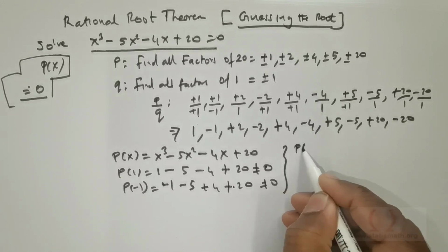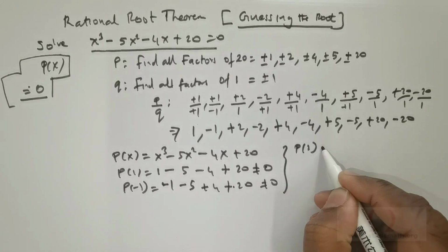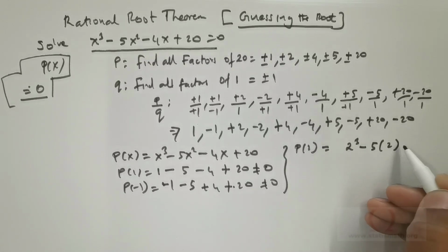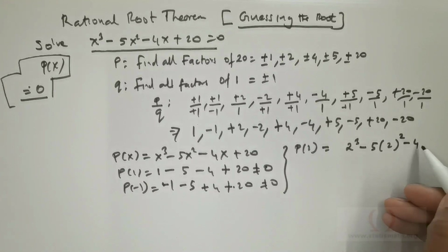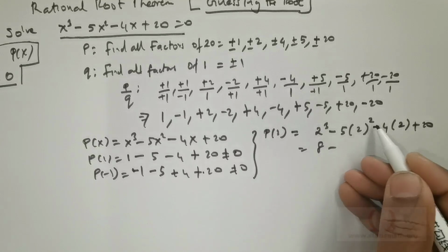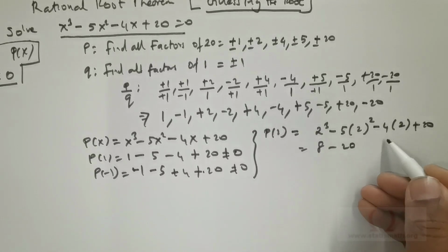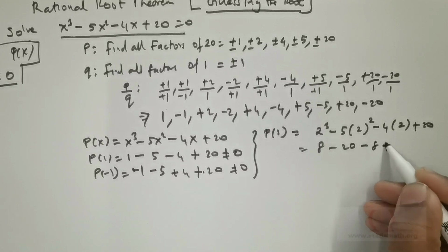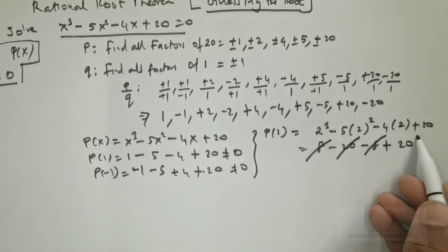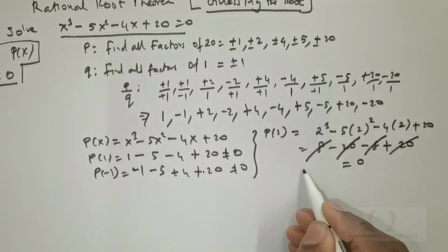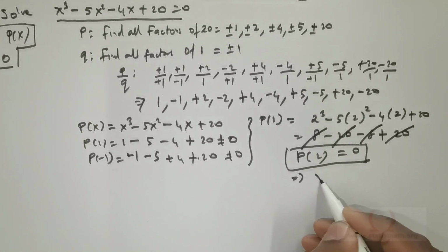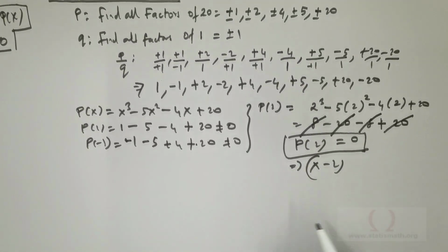Then if I substitute p of 2, that gives me 2 cubed, negative 5 of 2 squared, negative 4 of 2, positive 20. This is 8, negative 20, negative 8 and positive 20. So positive 8, negative 20, positive 20. I'm getting 0. So p of 2 is 0, which means x minus 2 is a factor.